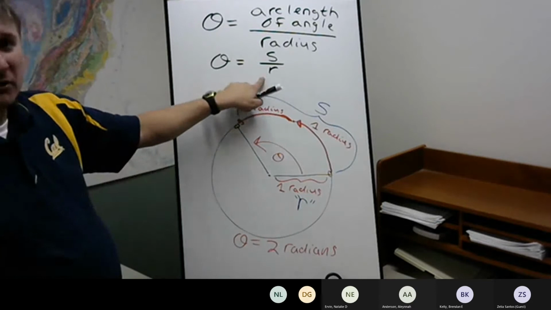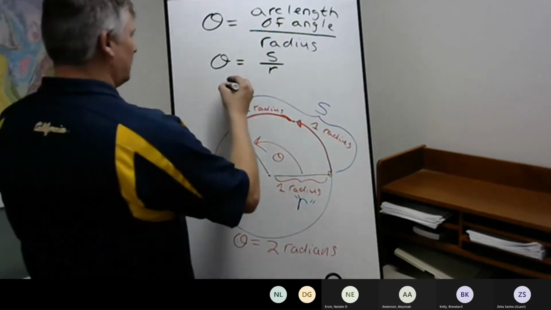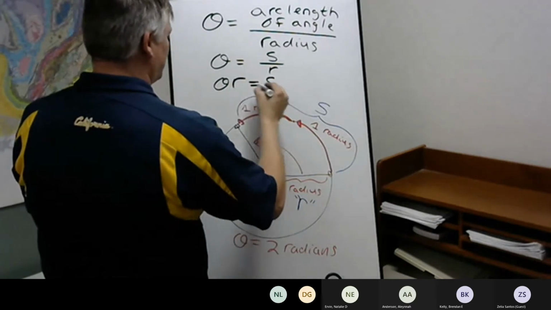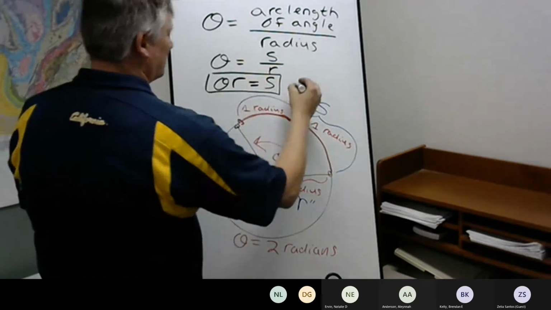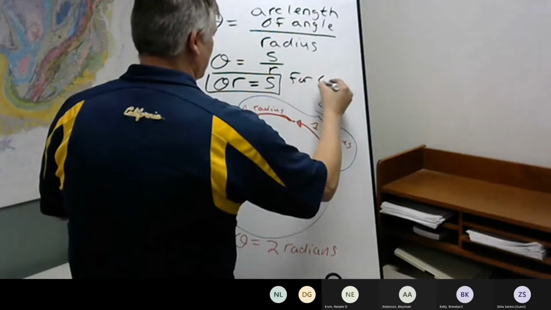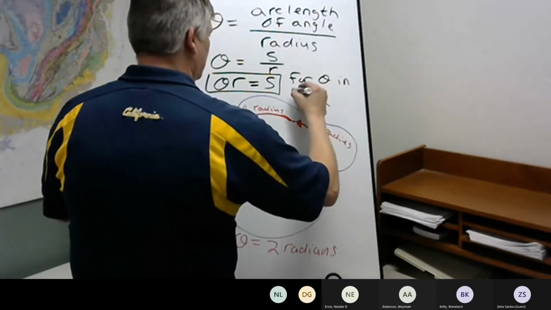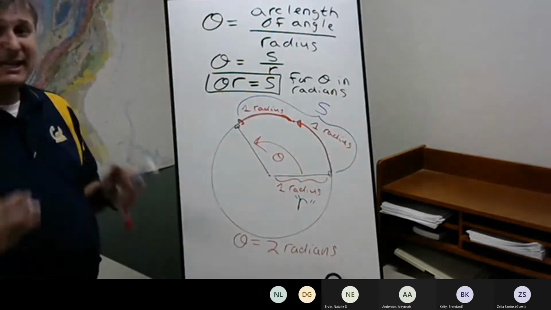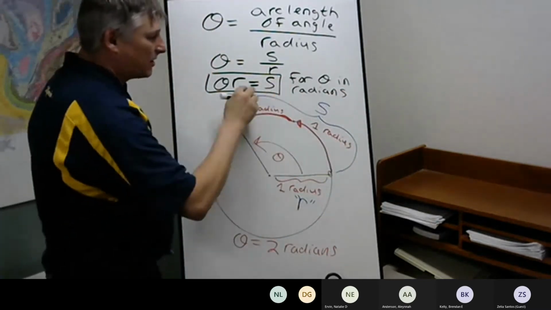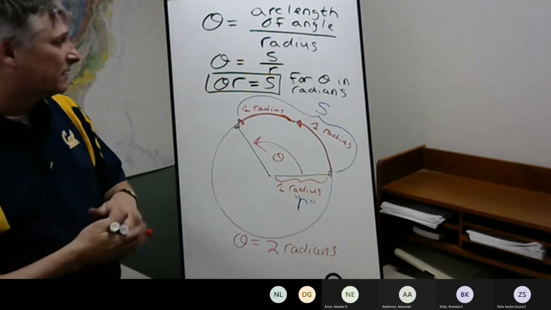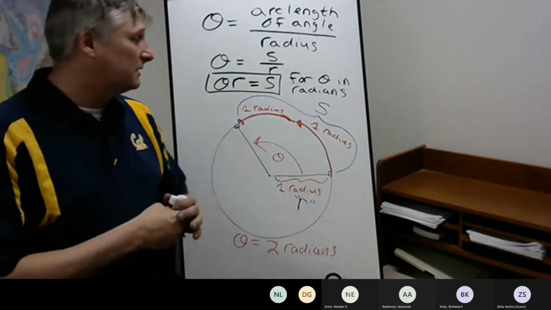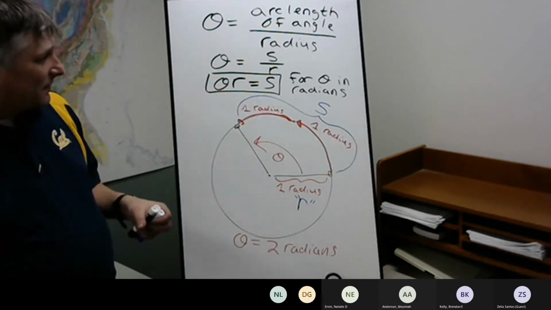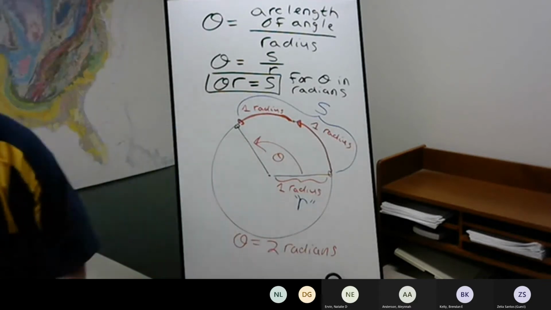If we solve for arc length, we'll get theta times R equals S, for theta in radians. So this is your arc length formula in trigonometry. And theta has to be in radians. It can't be in degrees. You'll get a totally different answer. So questions about that?